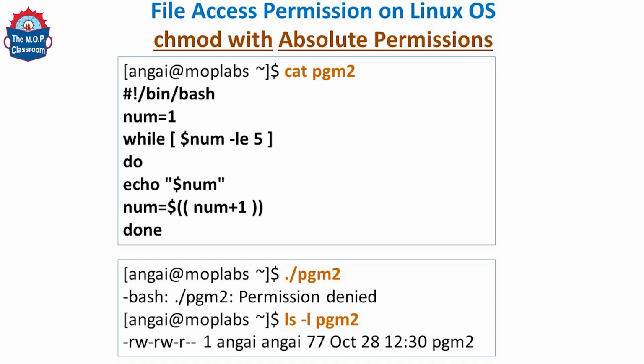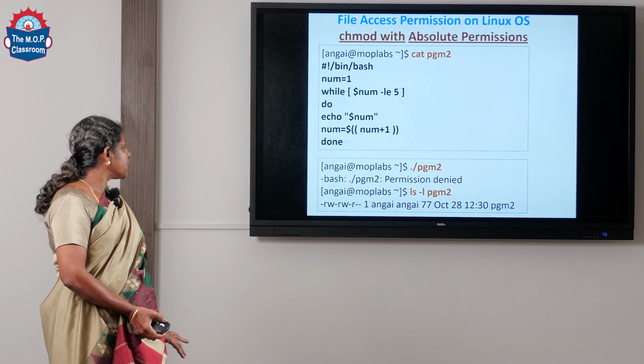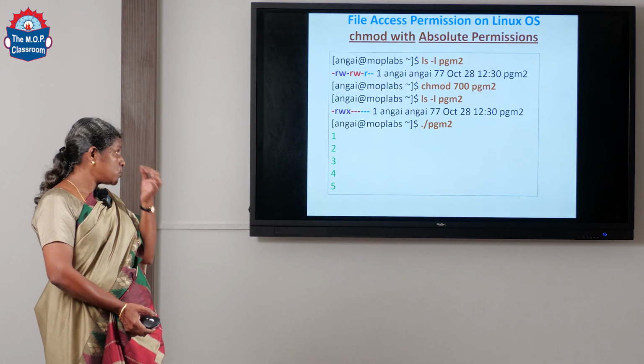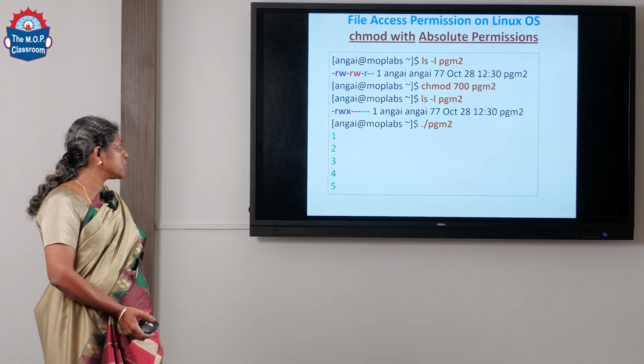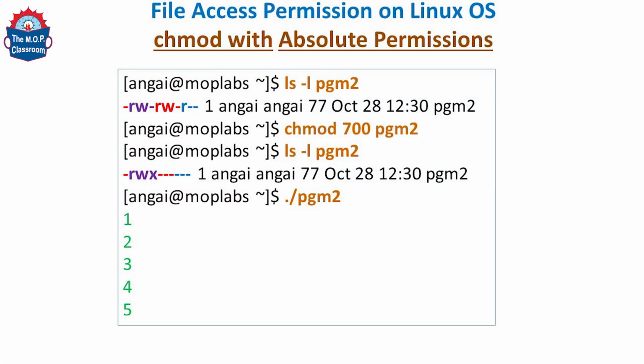Now, I want to give execute permission. Do you know what is the command to give? You can either use symbolic mode or absolute mode. What has been used here? We have used absolute mode. So, chmod 700. What does 7 represent? 7 goes for user, the next number goes for group, the next number goes for others. 7 is for user, I want to give read, write and execute permission for the user, and for the others I am not bothered because I am the user and I want to execute the file.